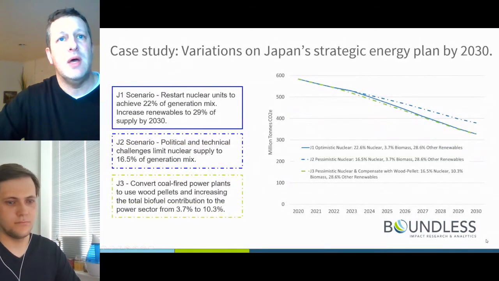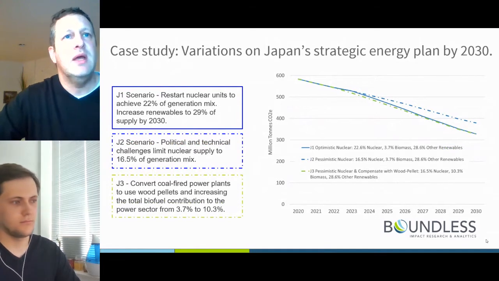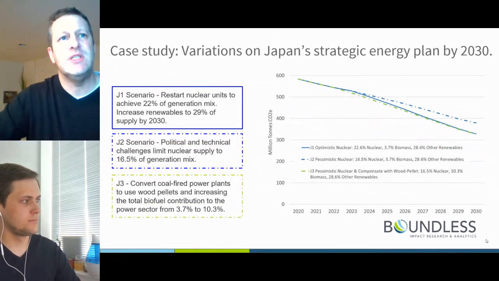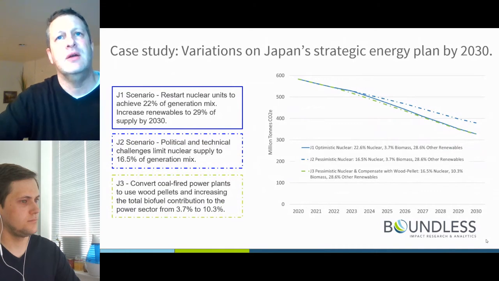Here we look at some CO2 trajectories for Japan. In the dark blue line, we see the trajectory where the nuclear units successfully restart, and they provide 22% of the generation mix. In the dashed blue line, we see the trajectory if some of these high-risk nuclear units are not able to start, and you see that there's a significantly higher CO2 output by 2030.